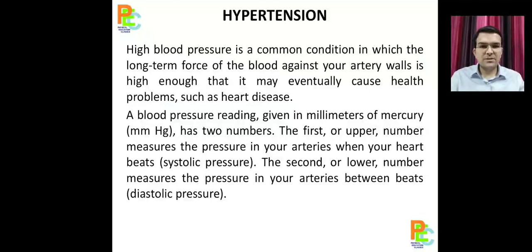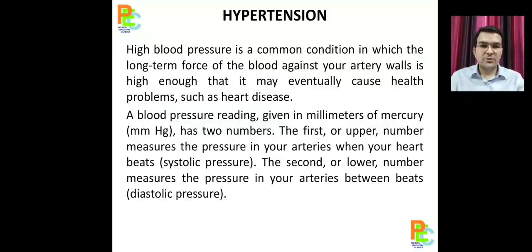The blood pressure is basically a reading. We can categorize it into two types, systolic and diastolic. We measure it in millimeters of mercury. mmHg is the unit in which we measure blood pressure.